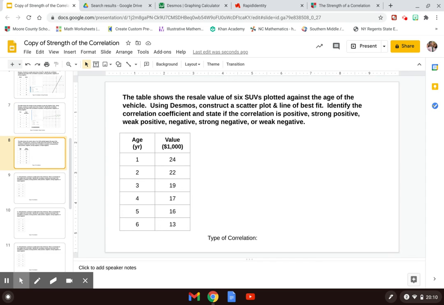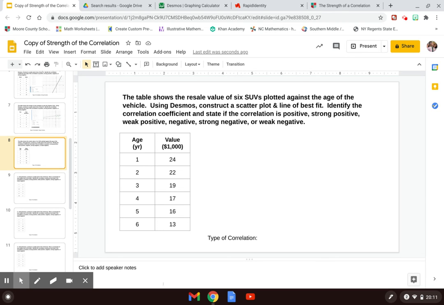All right, so let's look at the next one. It says here the table shows the resale value of 6 SUVs plotted against the age of the vehicle. Using Desmos, construct a scatter plot and line of best fit. Identify the correlation coefficient, and again, state if the correlation is positive, strong positive, weak positive, negative, or a strong negative, or a weak negative.